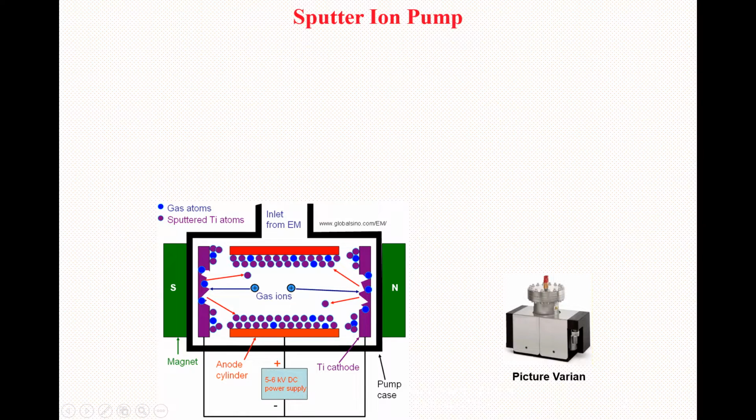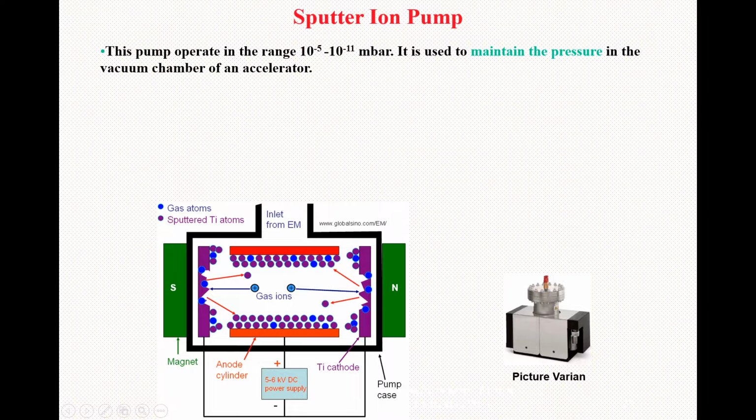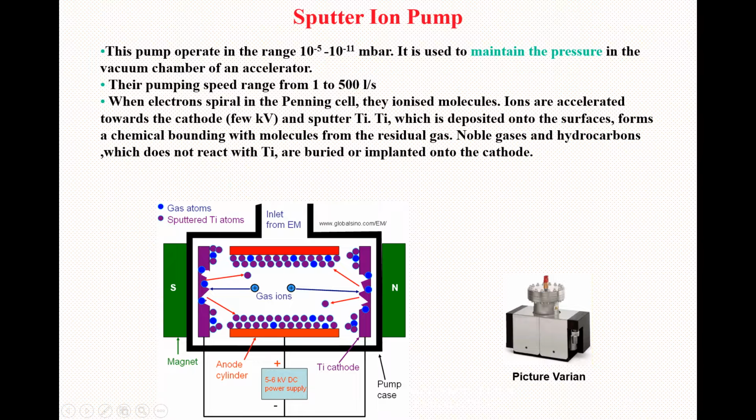So let's start the formal discussion about the sputter ion pump. This pump operates in the range of 10 raised to the power minus 5 to 10 raised to the power minus 11 millibar. It means that this kind of pump can be used for creating ultra high vacuum. It is used to maintain the pressure in the vacuum chamber of accelerators. The pumping speed ranges from 1 to 500 liters per second. Pumping speed is also high.